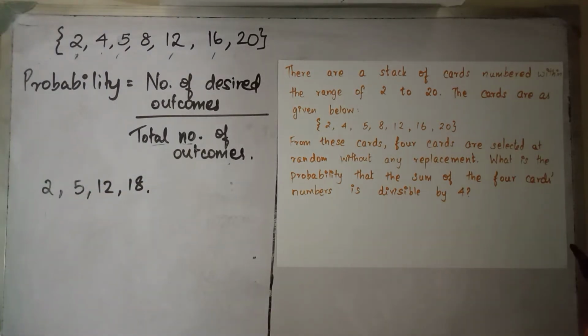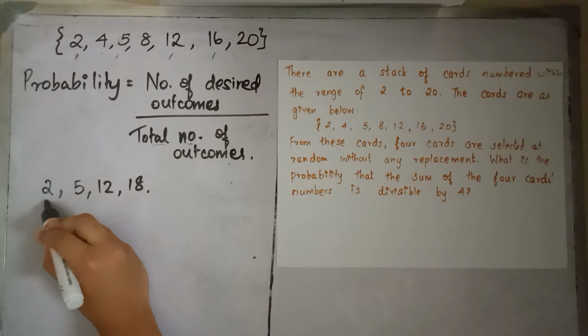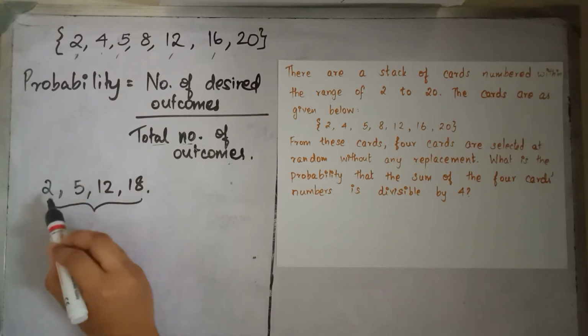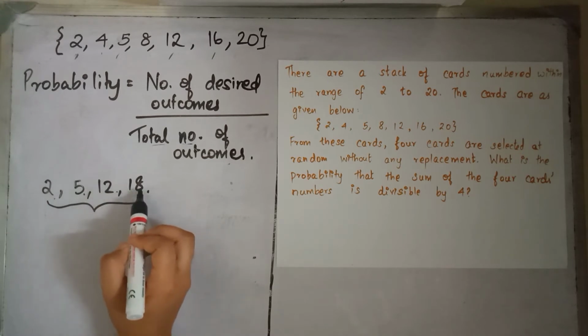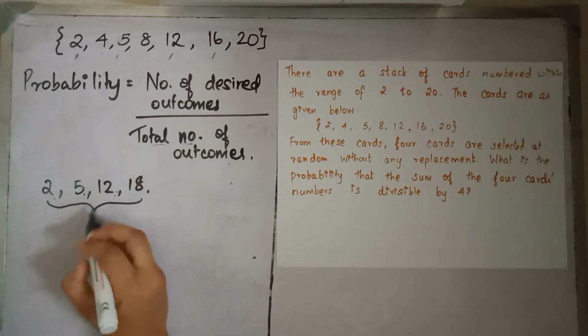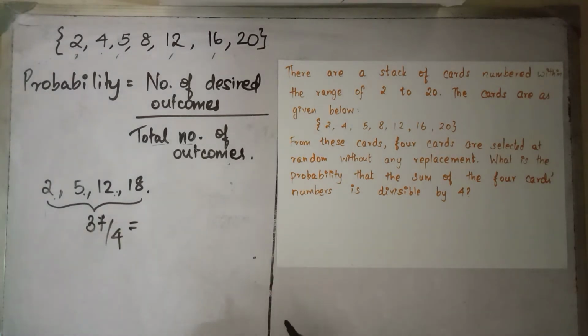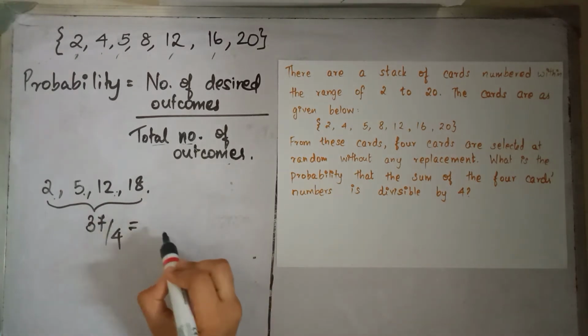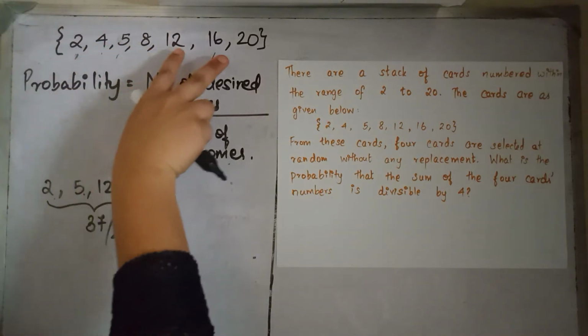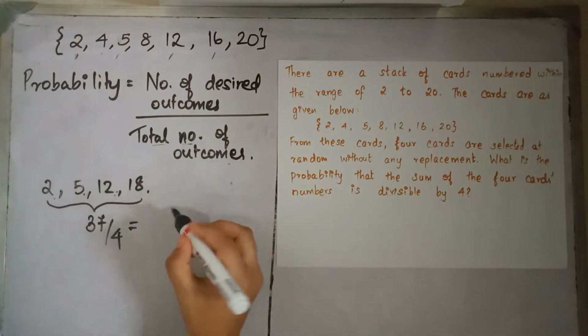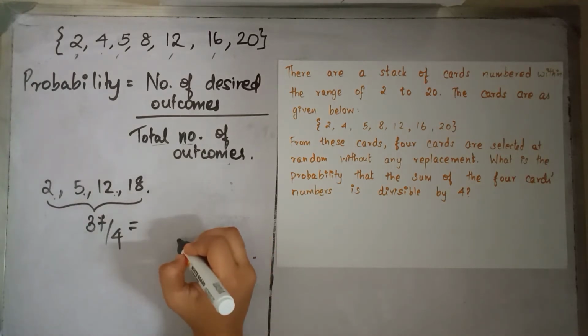They want you to find out the probability that the sum of these 4 card numbers is divisible by 4. So you have to find out whether this sum is 30, 35, 37. It's not divisible by 4. So you have to find out the probability that if I choose any 4 of these at random without any replacement, the sum will be divisible by 4.